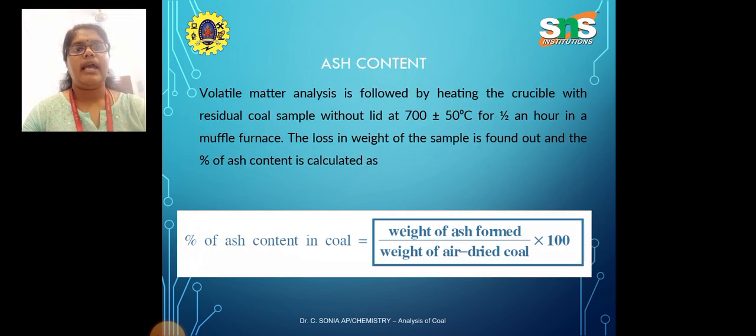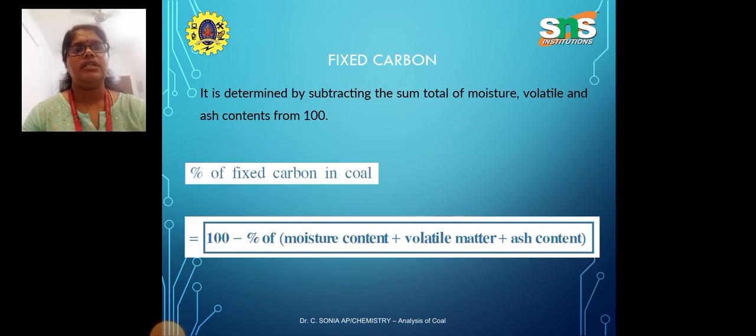And the next is the ash content. Volatile matter analysis is followed by heating the crucible with the residual coal sample without the lid. So here you are going to remove the lid and heat at 700 plus or minus 50 degrees centigrade for half an hour in a muffle furnace. The loss in weight of the sample is found out and the percentage of the ash content is calculated as the weight of ash formed by the weight of air dried coal into 100. So this will give you the percentage of ash content in coal.